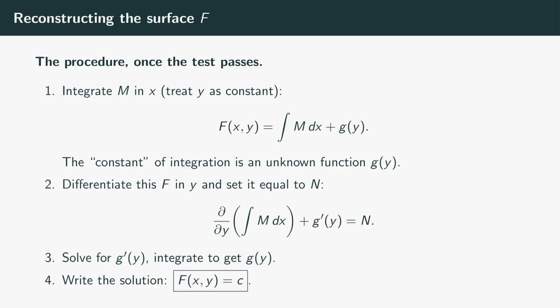When you integrate with respect to x, the usual constant of integration can actually depend on y, because any function of y alone has zero partial derivative with respect to x. So write f equals the integral of m with respect to x, plus an unknown function g of y.